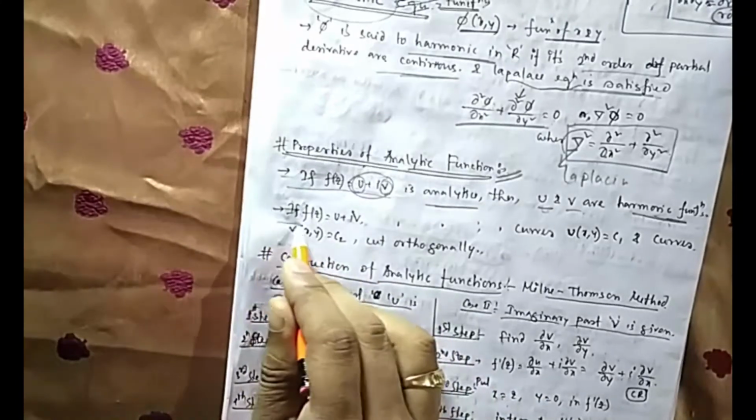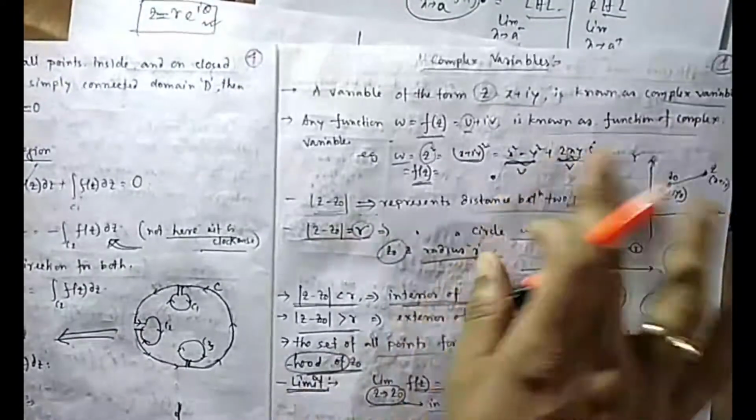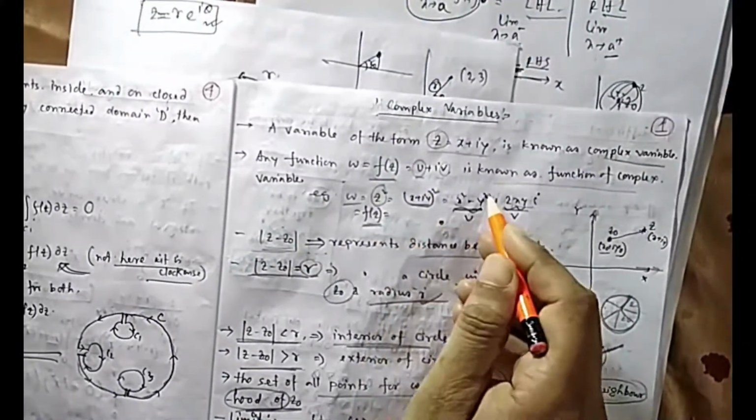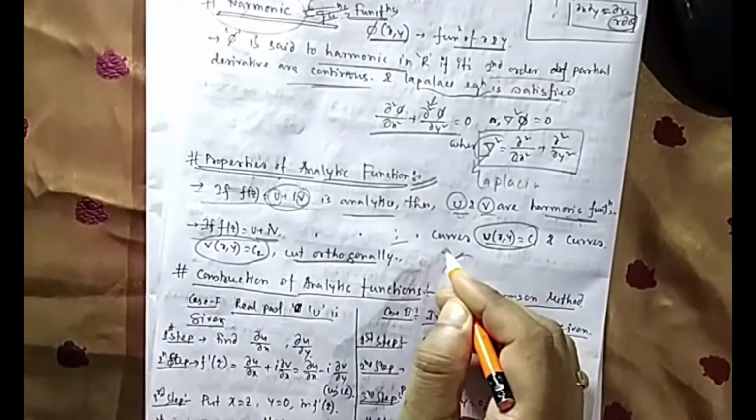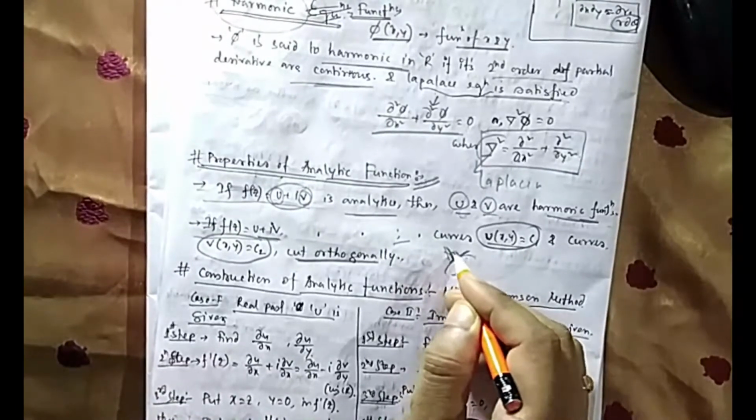Questions may come. If f is another function that is analytic, then the curves u and v, these two are separate functions of x and y. As I showed you in the earlier class, this was your u, this is your v. So u is a function of x and y, and v is also a function of x and y. So u represents a curve and v also represents a curve if I fix their values, and they will cut each other orthogonally. Orthogonally means at the point where they cut, if you draw the tangents, they will be at 90 degrees to each other.